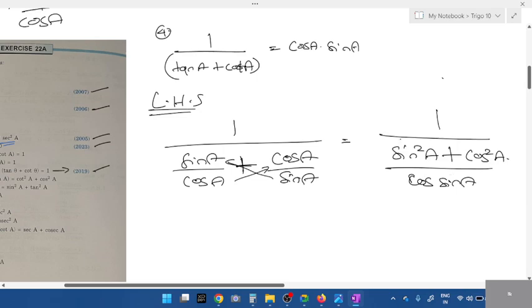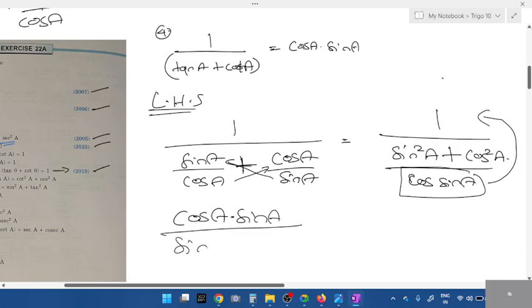Cos square A. Now there are two denominators. What happens to this? What happens to the other denominator? It goes to the numerator. Cos A into sin A divided by what is left, students? Divided by sin square A plus cos square A.